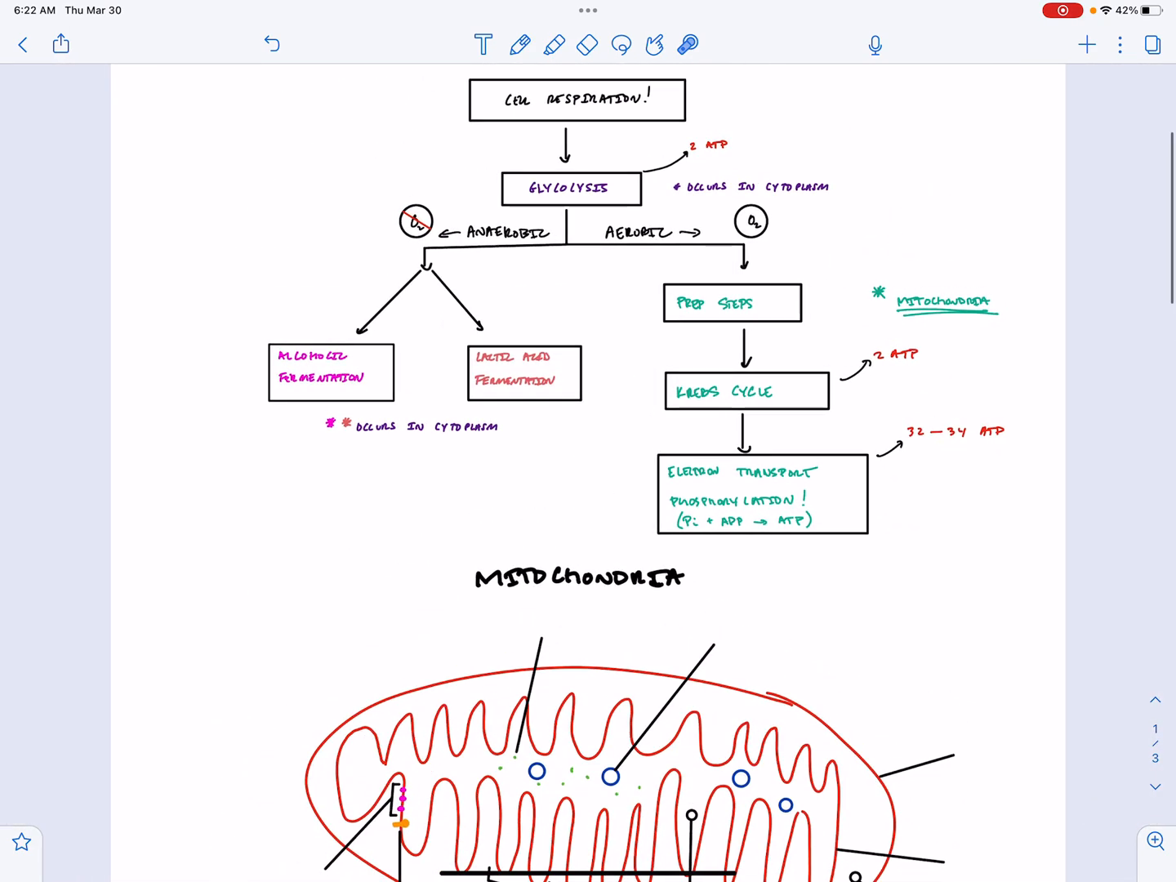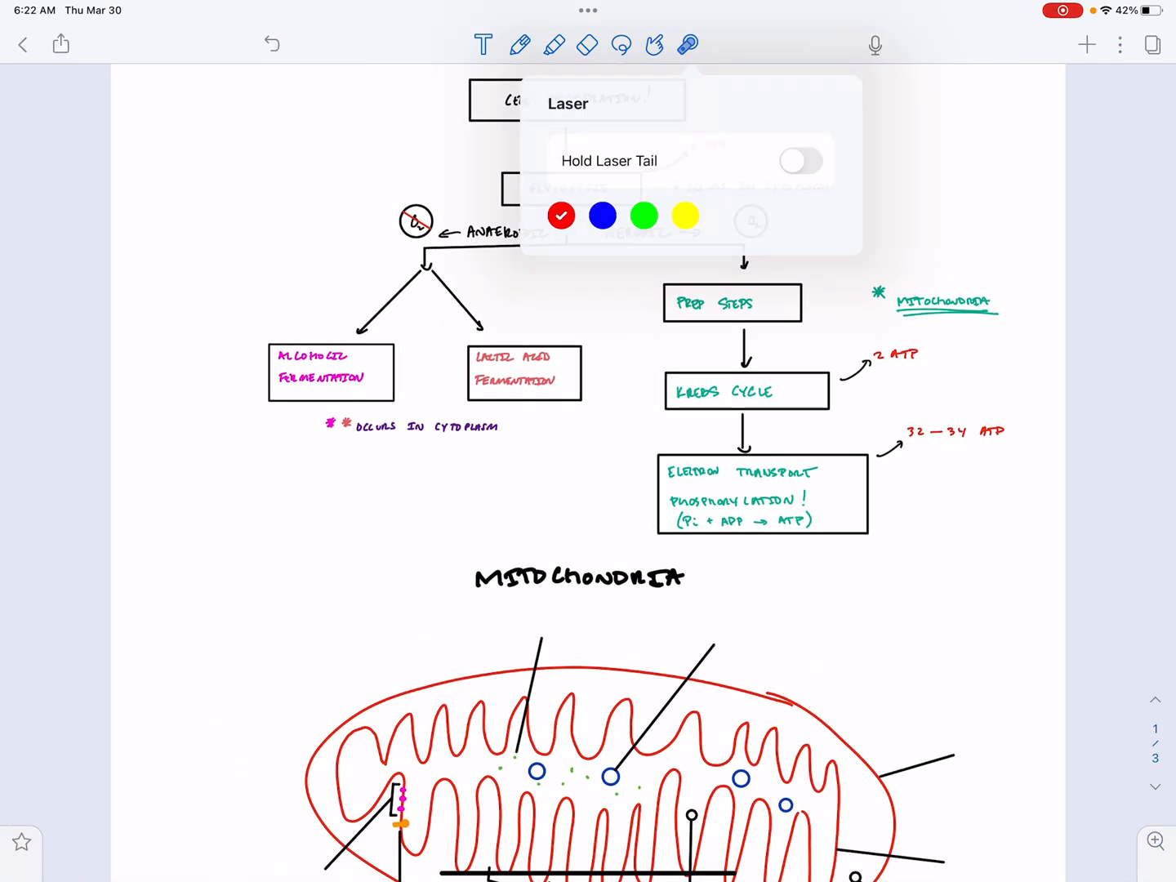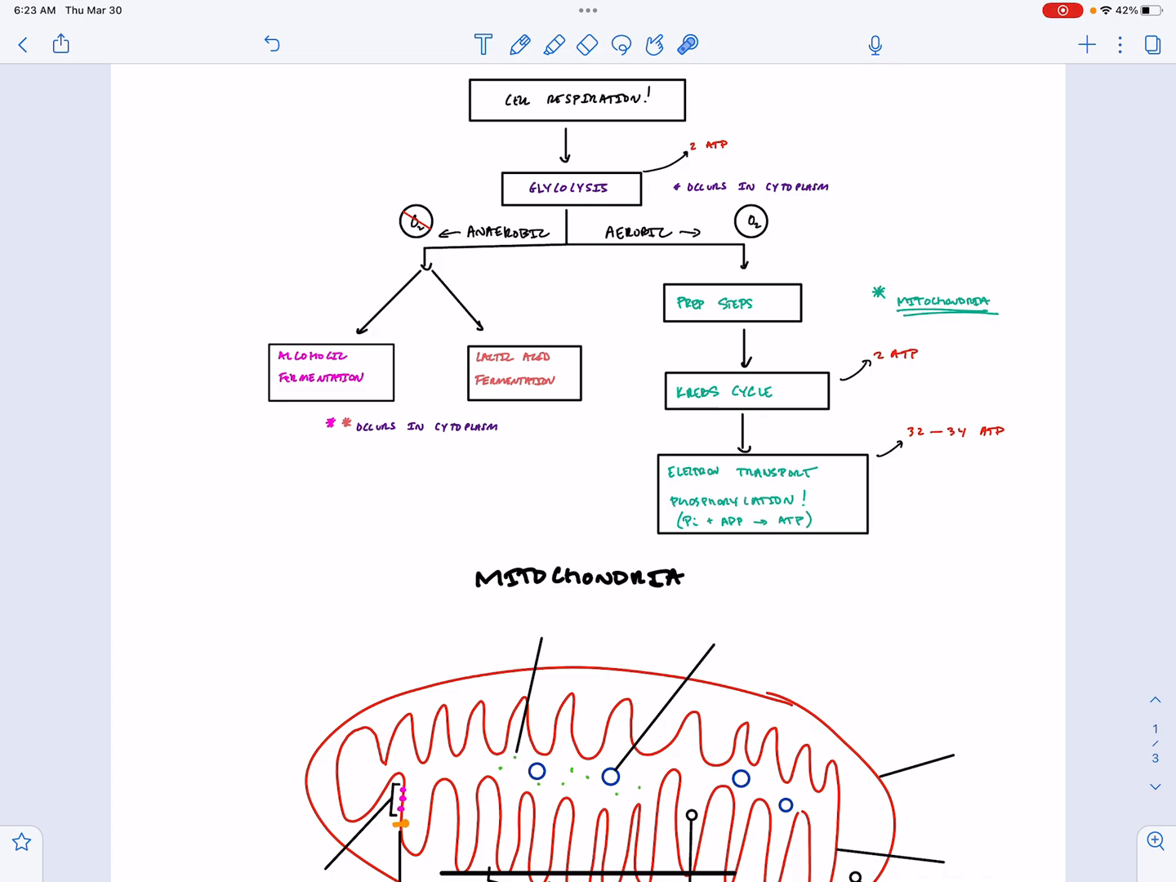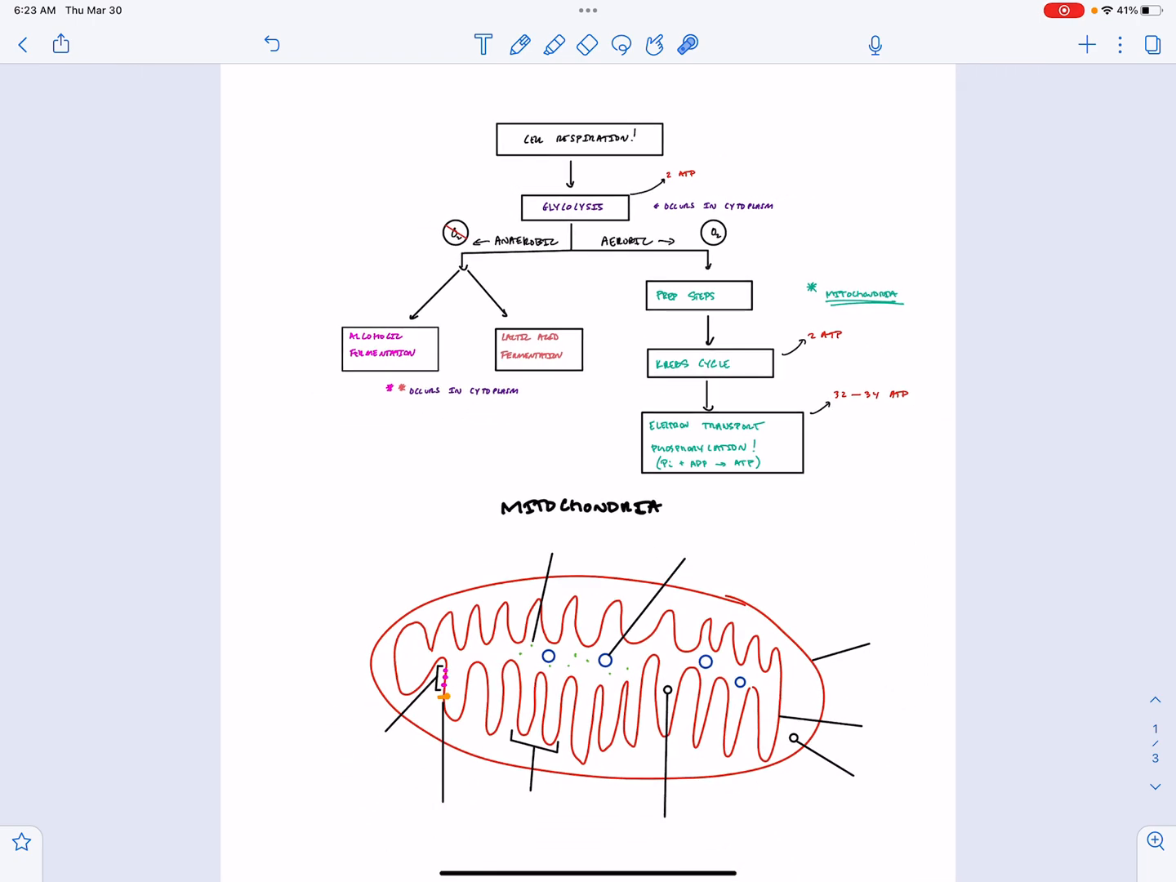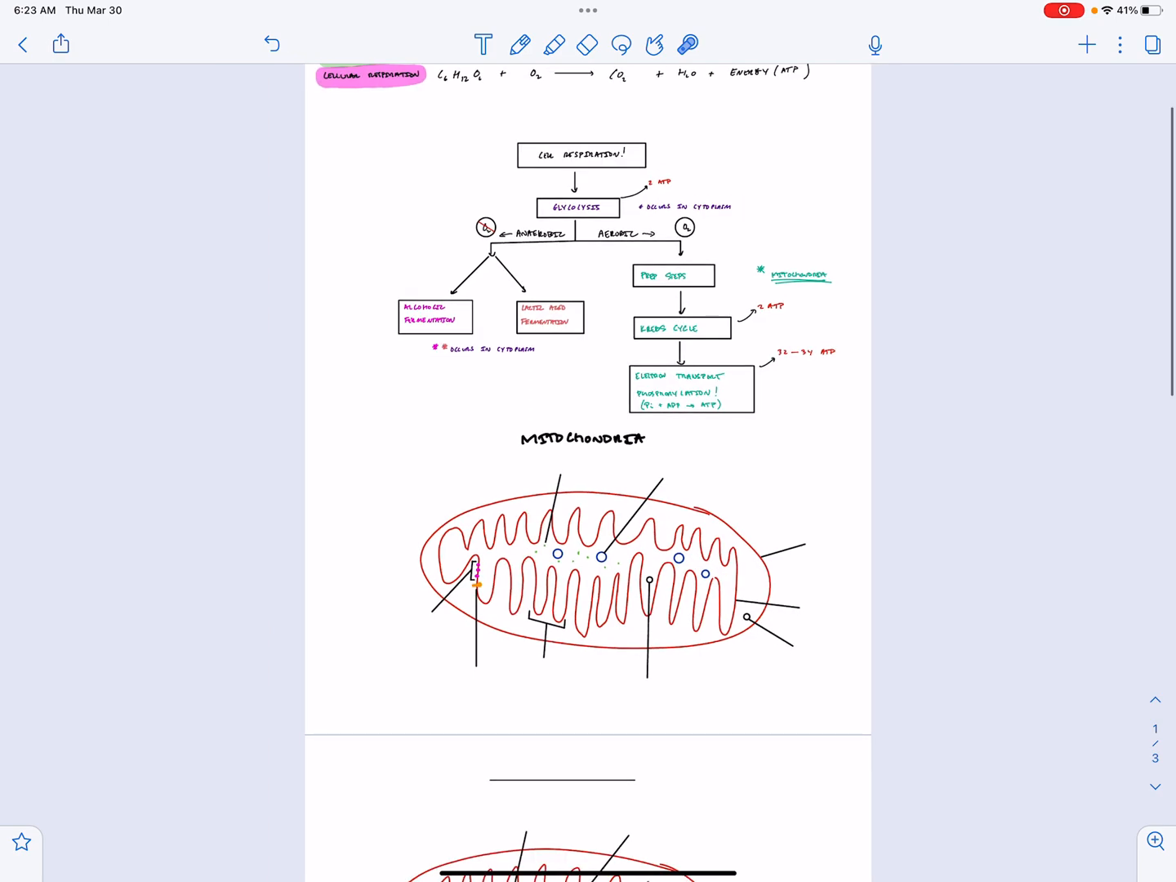Okay, so that is cell respiration. Not the nitty-gritty details, but just the overall flow through it. It always starts with glycolysis, which occurs in the cytoplasm. If oxygen is not present, then an organism is either going to do alcoholic or lactic acid fermentation. And if oxygen is present, we will undergo the Krebs cycle and electron transport phosphorylation. And the whole point of this darn process is to produce ATP, as you can see, produced here, here, and here.